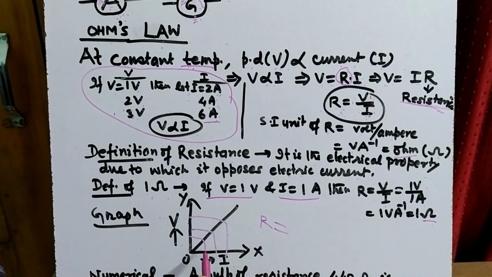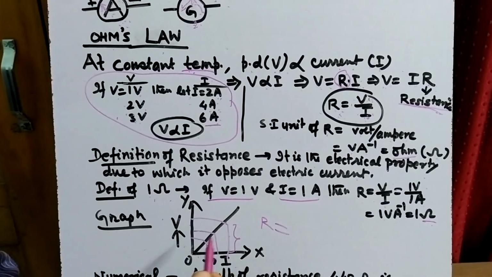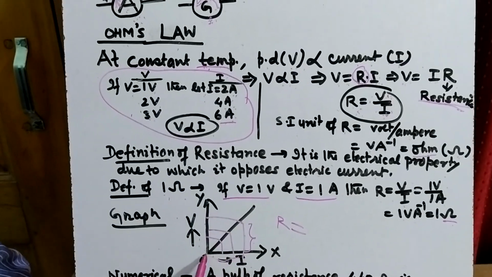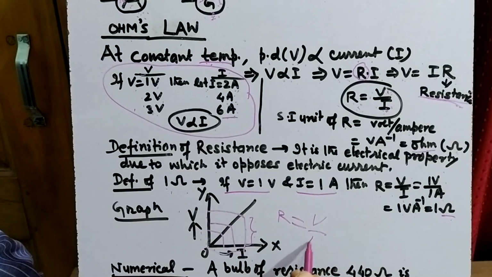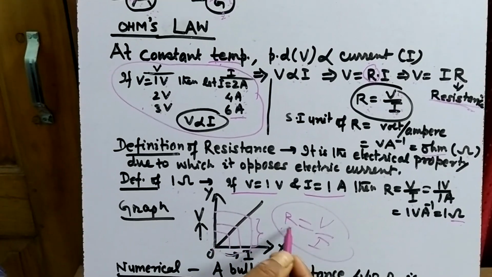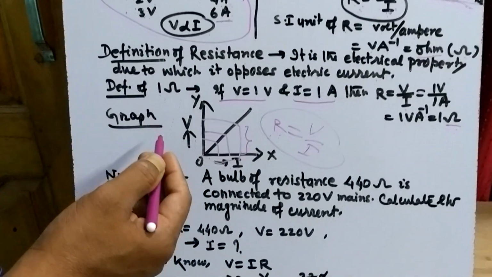The slope of this graph will give us the resistance. Slope is what? The perpendicular divided by the base. Here the perpendicular is V and the base is I. So R equals V by I. So the slope of the VI graph gives resistance. Now see the numerical question based on Ohm's law.